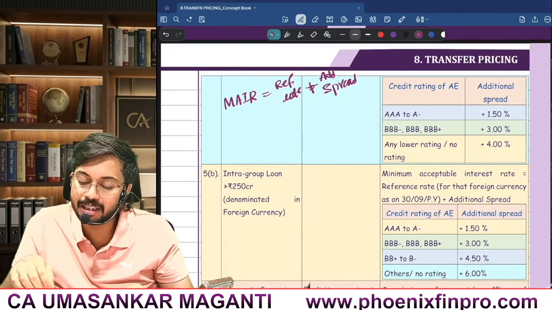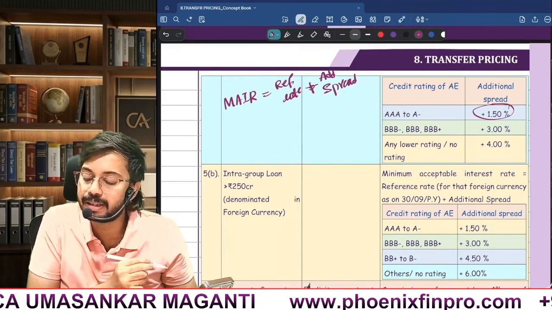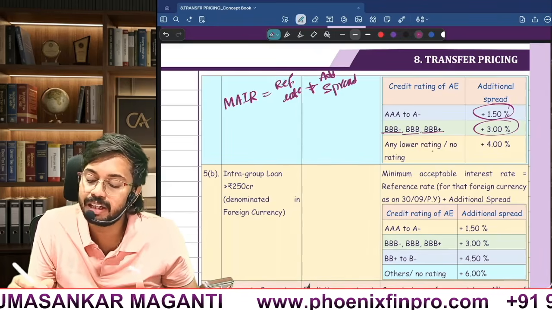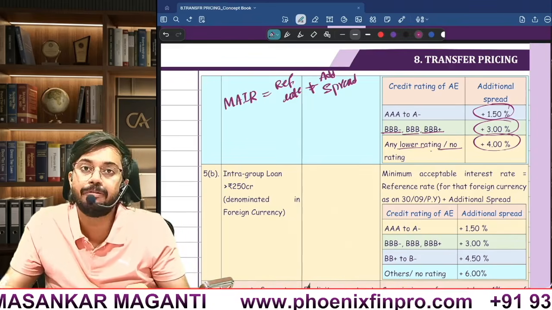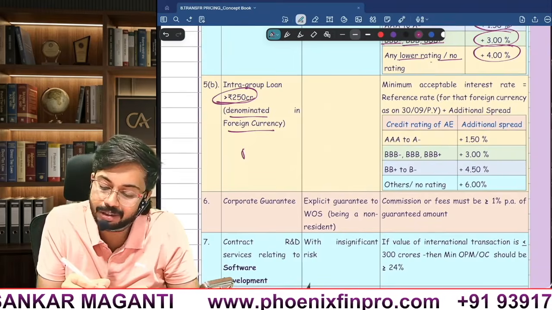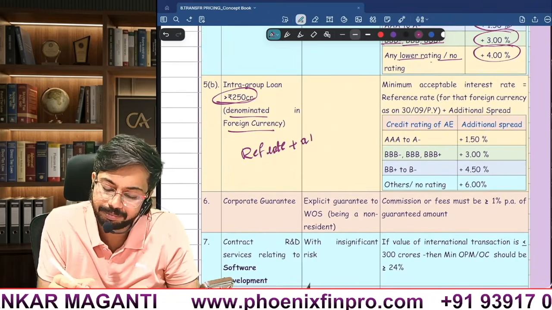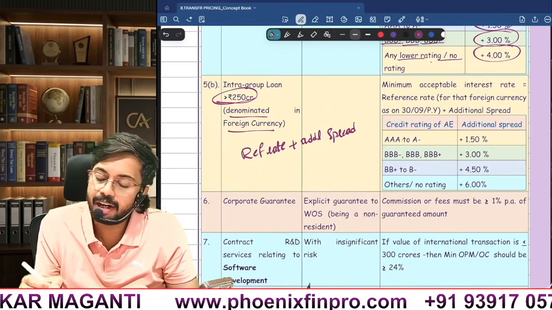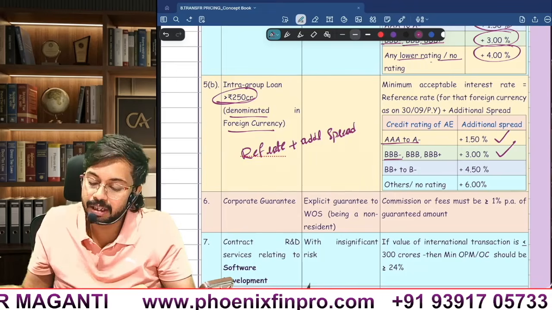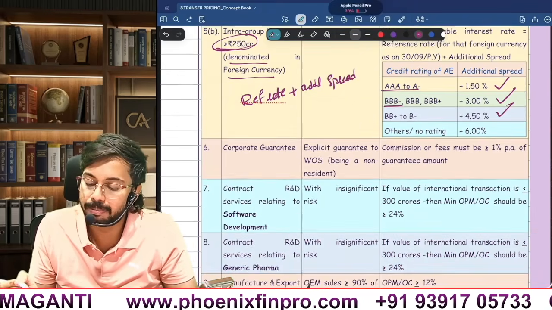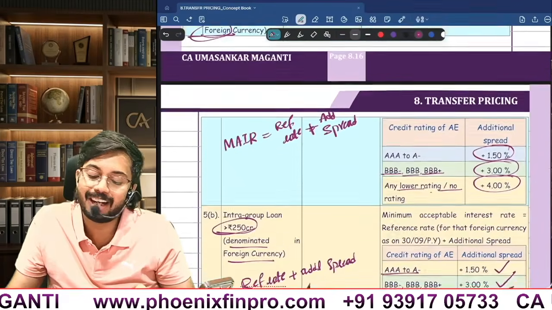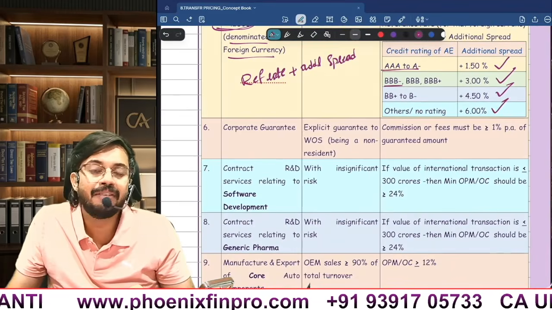Reference rate plus, if credit rating is triple A to A minus, you have to add 1.5% spread. If credit rating is decreasing, triple B minus to triple B plus, then you have to add 3%. If there is no rating or lower rating, you have to add additional spread of 4%. Next, intra-group loan more than 250 crores denominated in foreign currency. Then also reference rate plus additional spread. How much is the additional spread? If credit rating is triple A to A minus, plus 1.5%. Credit rating triple B minus to triple B plus, you have to add 3%. Credit rating BB plus to BB minus, you have to add 4.5%. If there is no credit rating, you have to add 6%. Are you able to understand? So whatever this fourth and fifth are, try to remember. I don't think he will ask at that much depth.